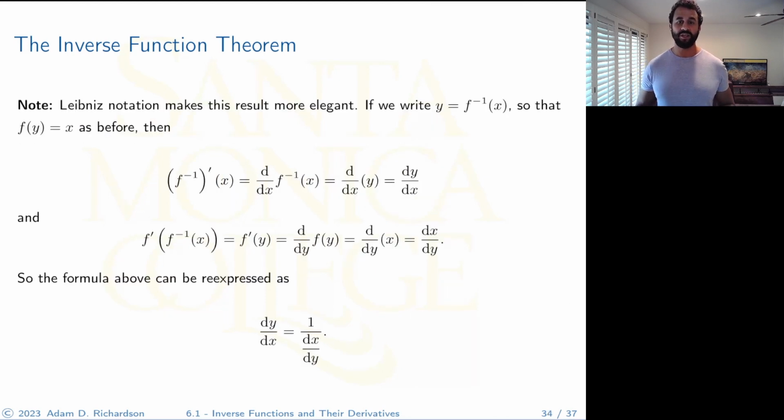There's another really, really cute result here. Leibniz notation actually makes this result much, much more elegant. And so I want to show you here just how much more elegant Leibniz notation can be. If we write y equals f inverse of x like before, so that f of y equals x, then we can re-express all of these in terms of Leibniz notation. So here we go. f inverse prime of x is equal to d dx of f inverse of x by definition.